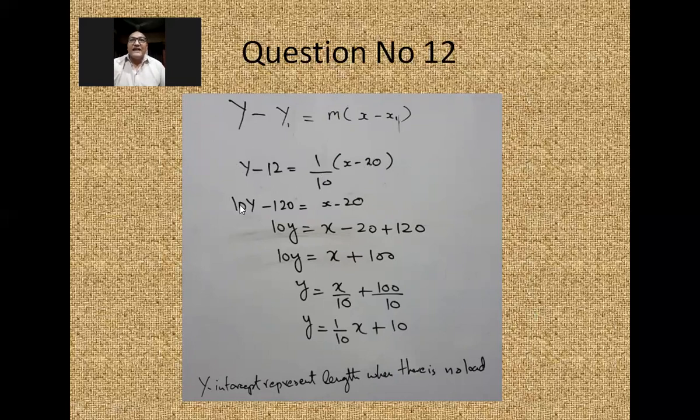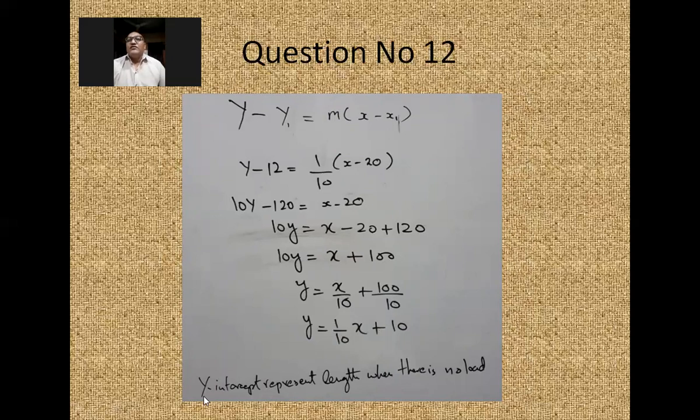So I will bring this 10 to this side. 10y minus 120 equals x minus 20. Take the 120 to the other side, it will become plus 120. So you have 10y equals x plus 100. So y will be equal to x by 10 plus 100 by 10. This 10 goes under both of the terms on the right side. So y is equal to 1 by 10 x plus 10.